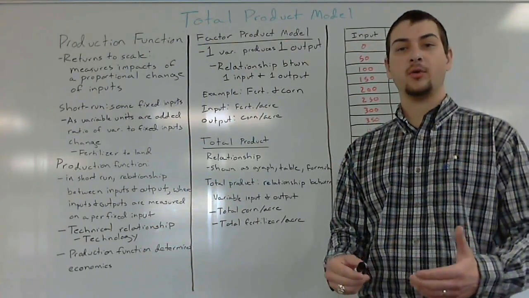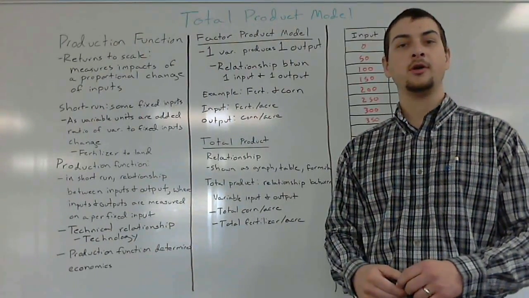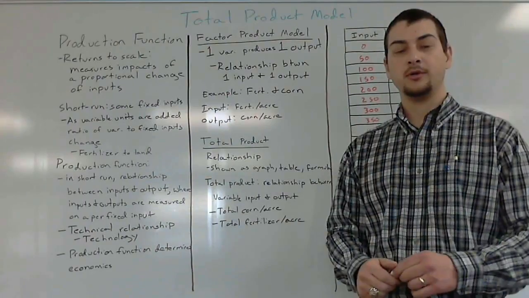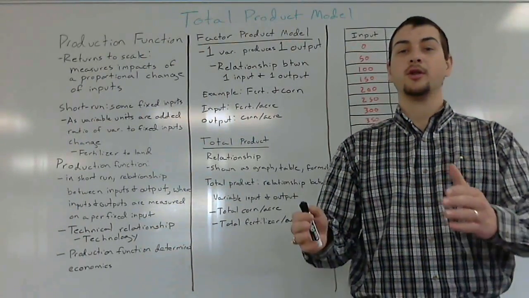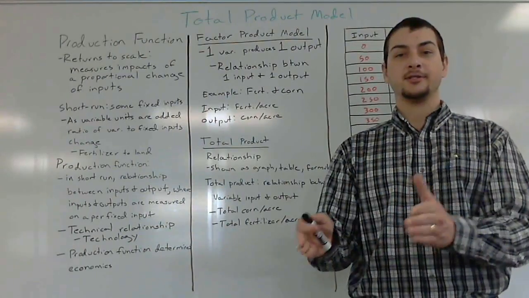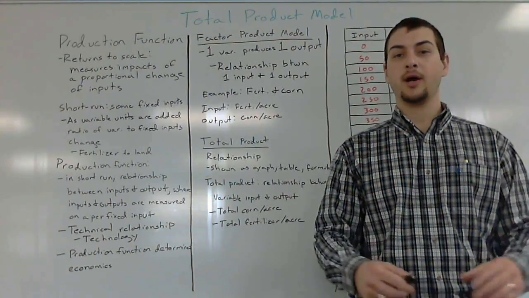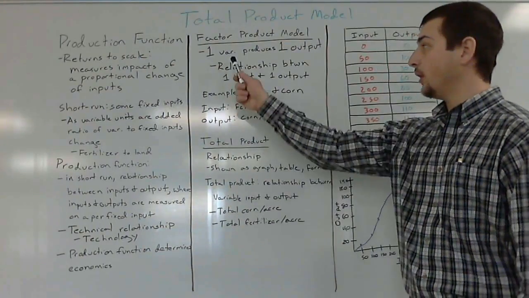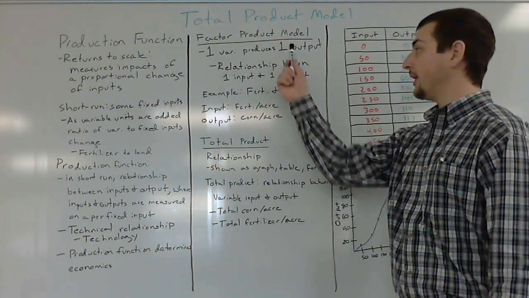But we're not going to evaluate how fertilizer and water combined affects the yield of corn. We're looking at just one variable. Matter of fact, we could split this up into two factor product models, and we're going to look at how fertilizer affects yield or water affects yield. But the factor product model evaluates just one variable input and how well it produces that one output.